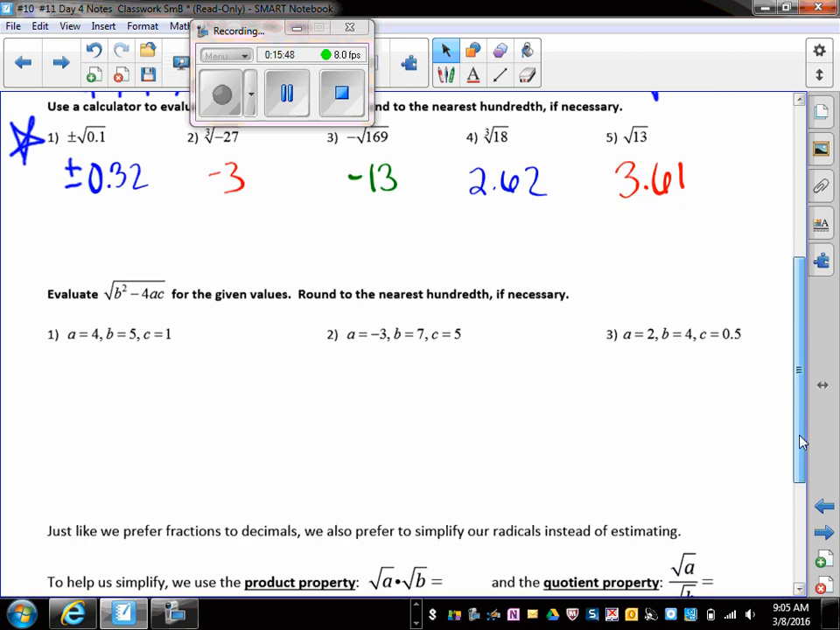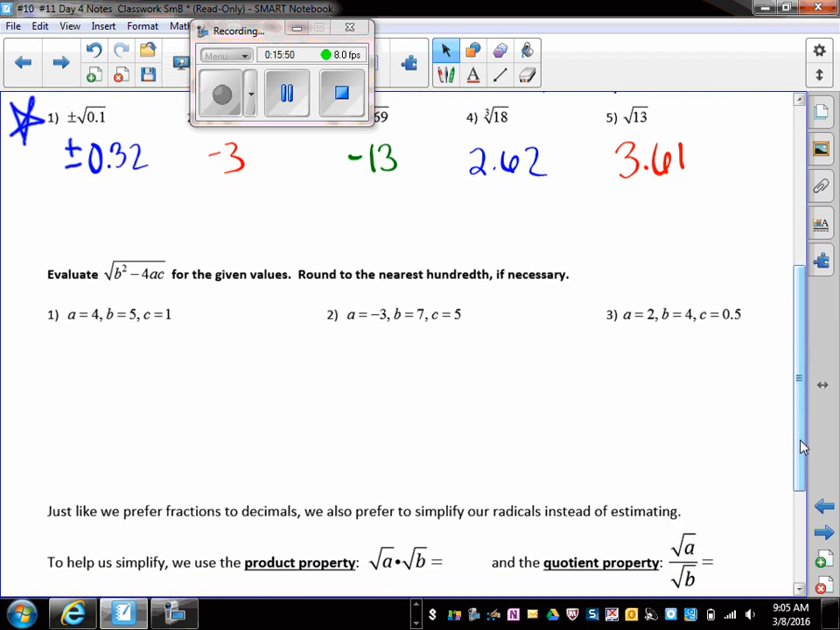Okay, so taking a look at the next piece. Evaluate the square root of b squared minus 4ac for the given values. Round to the nearest hundredth. Now, this is actually a piece of what we call the quadratic formula. Has anyone heard of the quadratic formula? Heard of it? Okay, you've at least heard of it. That's good. So we will be doing the quadratic formula.